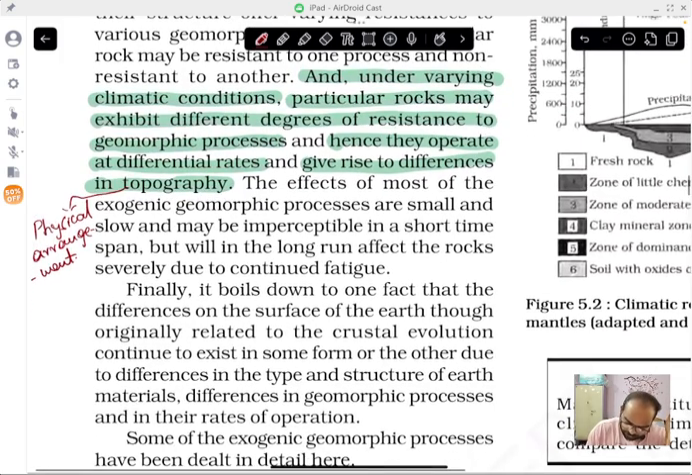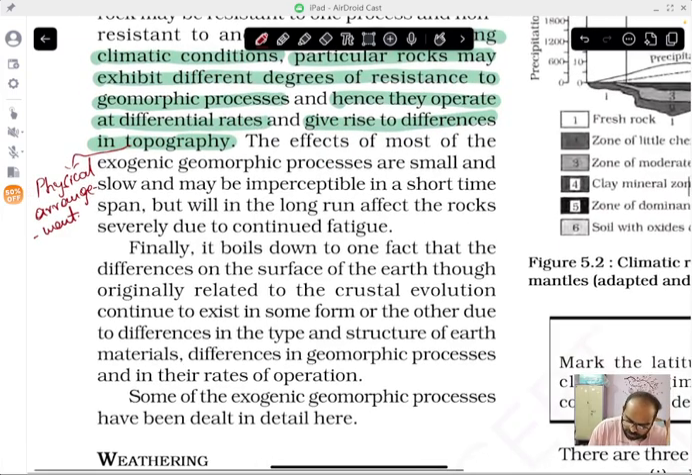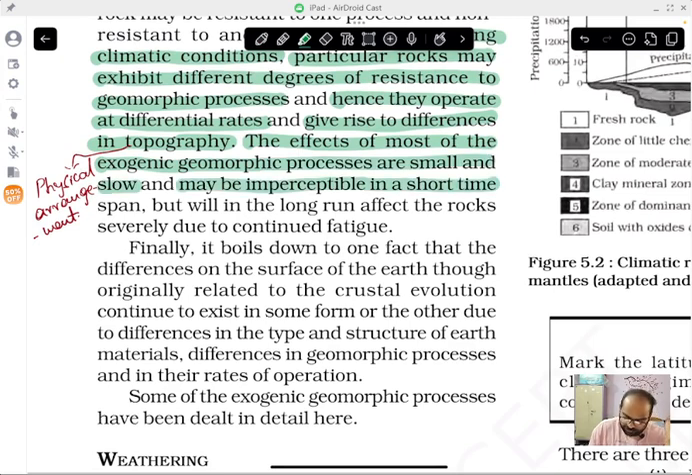And the effect of most of the exogenic geomorphic processes is small and slow and may be imperceptible in a short time, but will in the long run affect the rocks severely due to continual fatigue. These exogenic processes, that is weathering, mass movement and erosion, operate on the rock materials continuously. So the change made by those exogenic processes is very slow. It keeps on happening for millions of years, and it is imperceptible. That is, we cannot see the change.